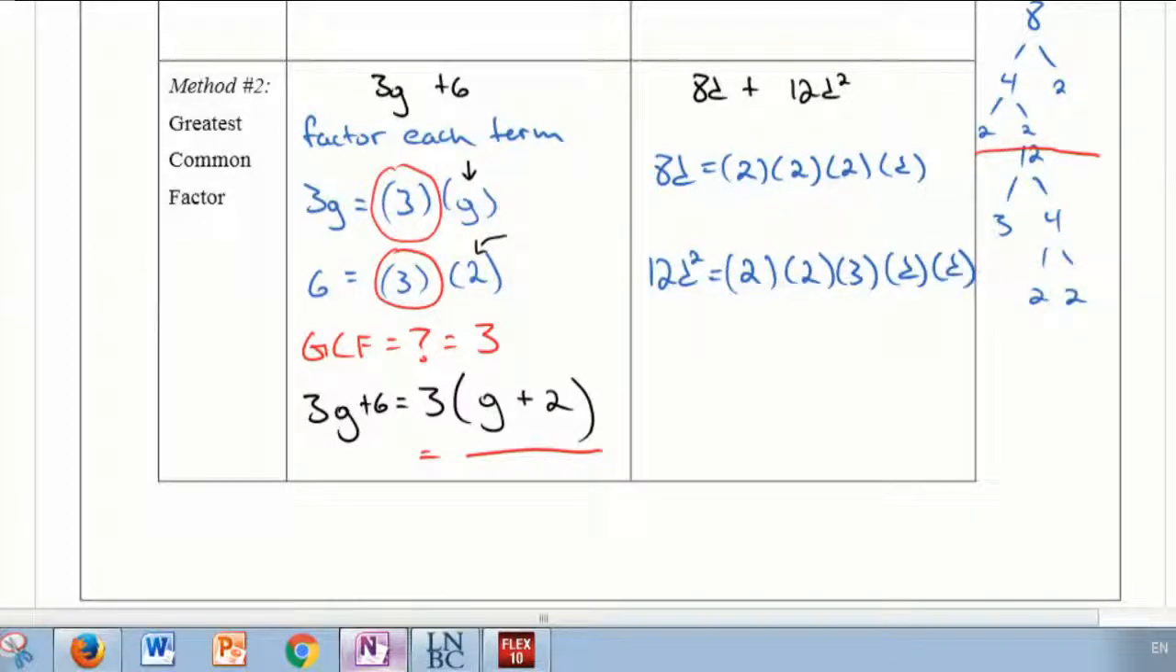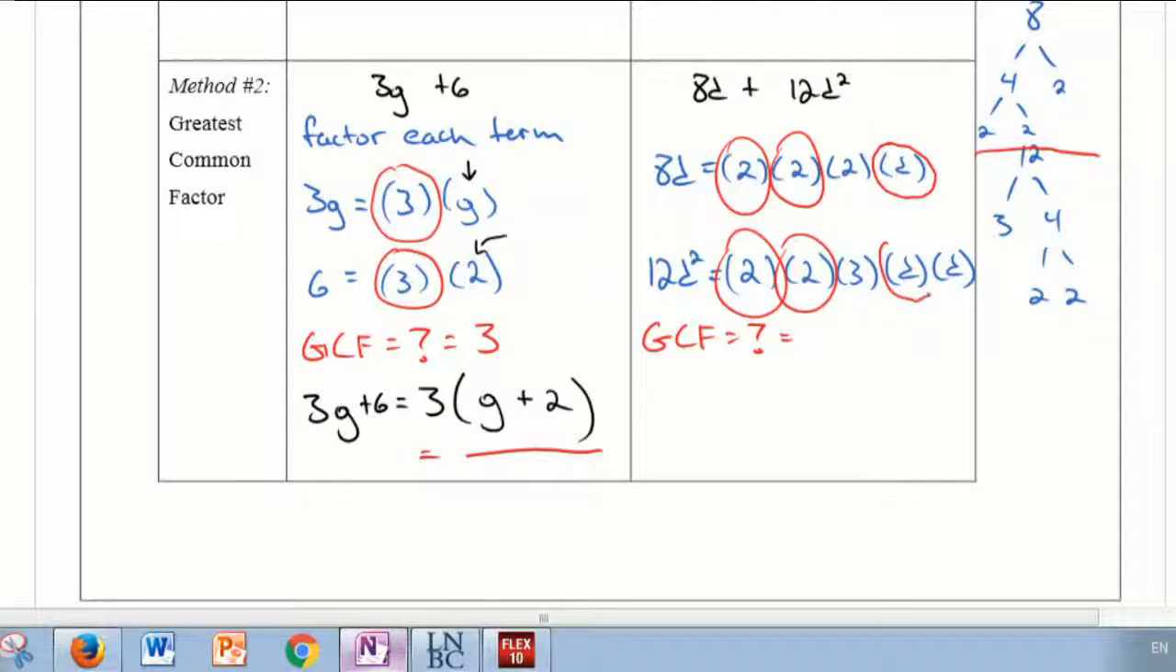I need to think now, what is the greatest common factor of these two things? What is shared by both of them? They both have to have these things. So I see that I have a 2 here and a 2 here. So that's common. I also have a 2 here and a 2 here. That's common. I have a 2 here, but I've run out of 2's in my 12d squared, so that doesn't work. And then on the bottom here, I have this 3, but I don't have the 3 up on the top, so I can't say that that's common. But then I get to the d. I see I have 1 d here and 1 d here.